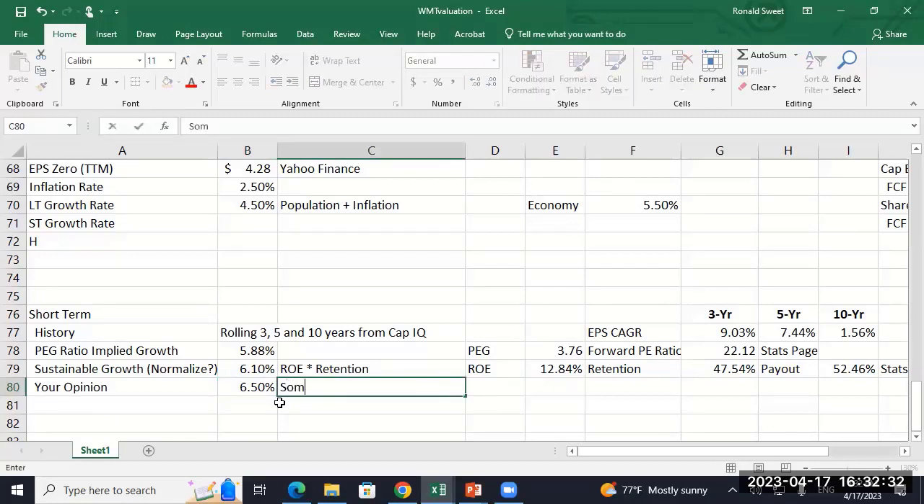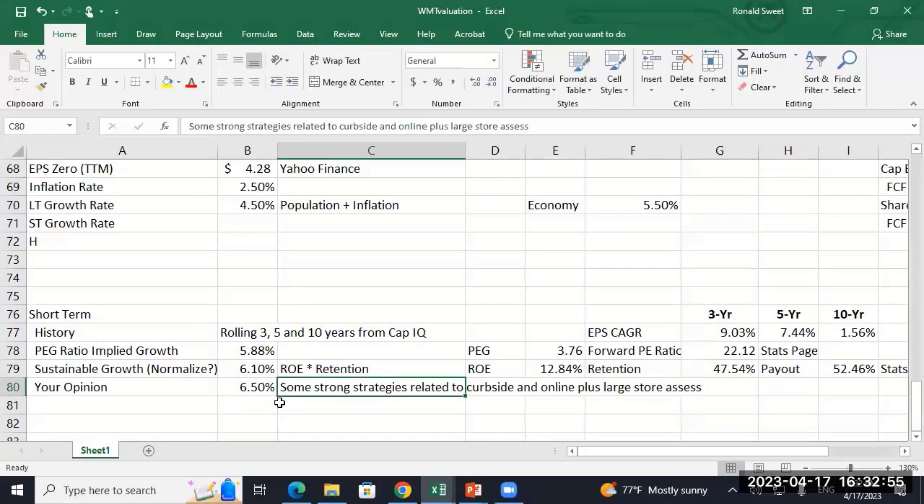I'm going to say some strong strategies related to curbside and online, plus large store access, something like that. So I think Walmart has an advantage over Amazon in that there's a lot of Walmarts out there. People are doing more curbside and ordering online. Walmart's doing stronger there. They bought jet.com. They're doing better. They are doing some pretty amazing things. I'm really quite impressed with Walmart and their ability to readjust. This isn't some stodgy old company that can't adjust. They're making some pretty good strides.